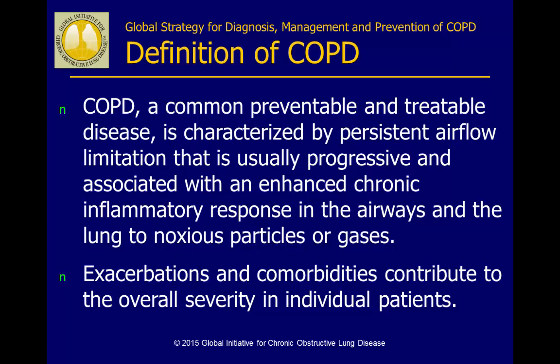Symptoms are basically productive cough with dyspnea that develops over the years. The common signs include decreased breath sounds, prolonged expiratory phase on expiration, and wheezing. So it is preventable. It is characterized by persistent airflow limitation and obstruction. It's usually progressive. And as I said, it's basically a chronic inflammatory response to noxious particles that are inhaled.